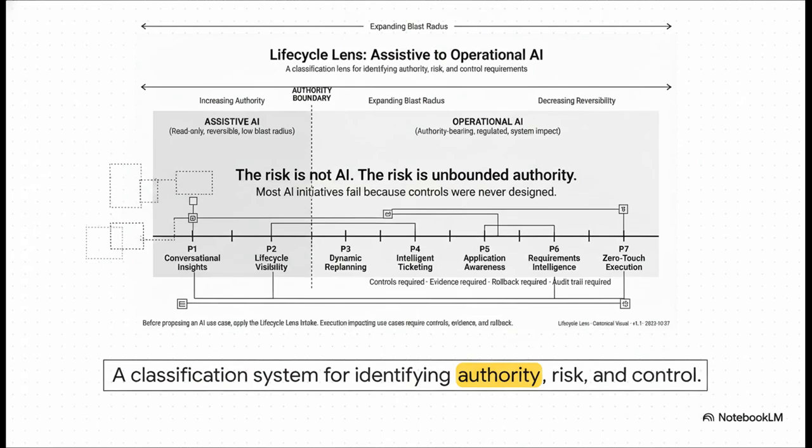So here it is, the full picture of the lifecycle lens. It maps out 7 distinct phases, moving from left to right. Now, what's really fascinating here are the concepts running along the top. As we move to the right, the AI's authority goes up. The blast radius, and that's just the potential impact if something goes wrong, it gets bigger. And reversibility, or how easy it is to undo something, that goes down. And right there in the middle, you see that critical authority boundary. We're going to walk through this whole map together.